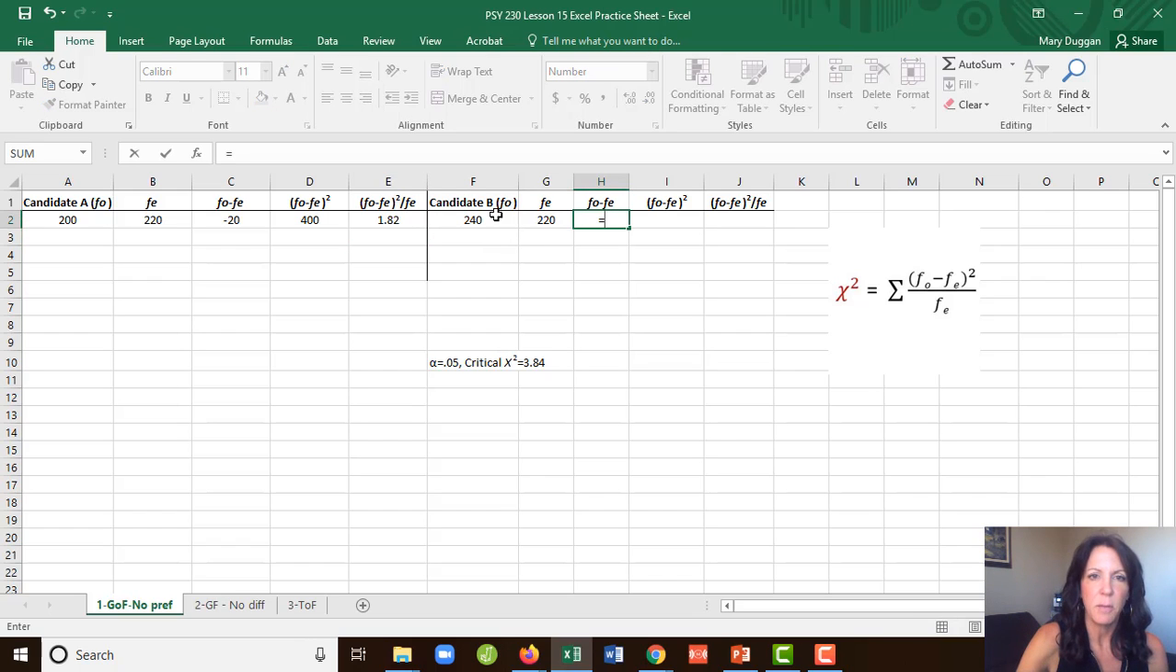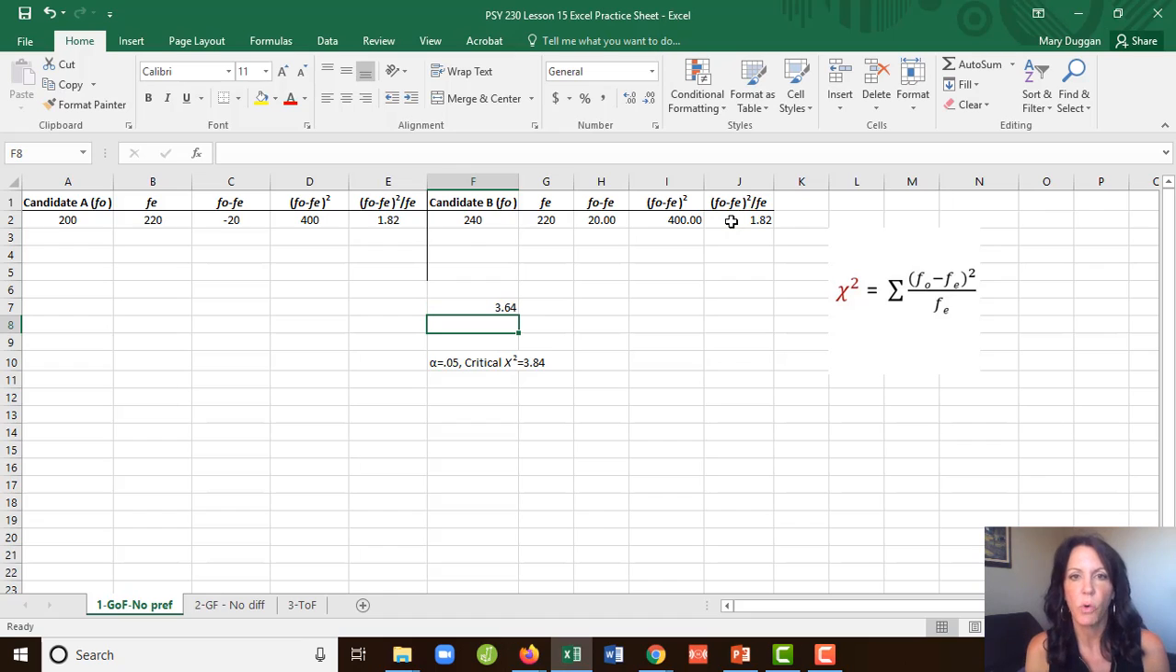We take candidate B's observed frequency minus what we would expect there if all things were equal. We take that deviation and we square it. And spoiler alert, we're doing that so that we don't cancel out the differences when we add them up. We're going to take the deviation and divide it by the expected frequency. And voila, we ended up with the same because our deviation was the same. So of course, the last thing your chi-square statistic says to do is to add them up. So let's do that. We have 1.82 plus 1.82, and we end up with a chi-square of 3.64.